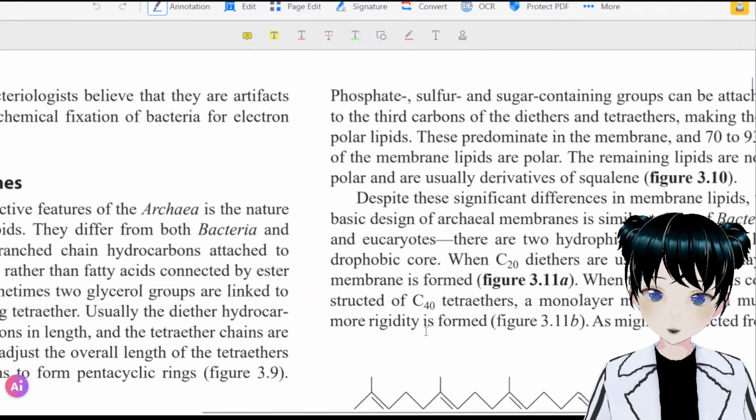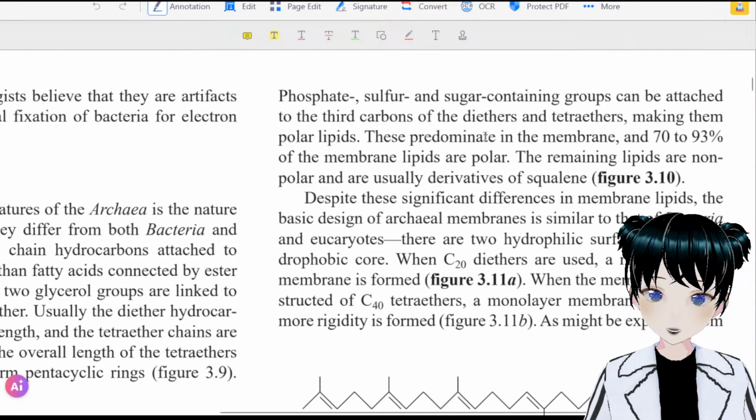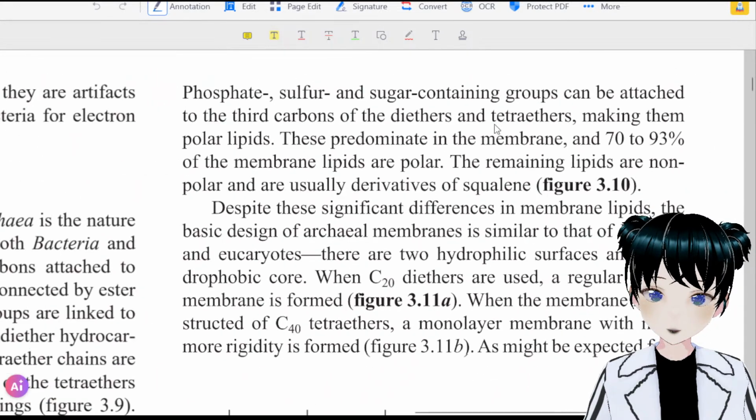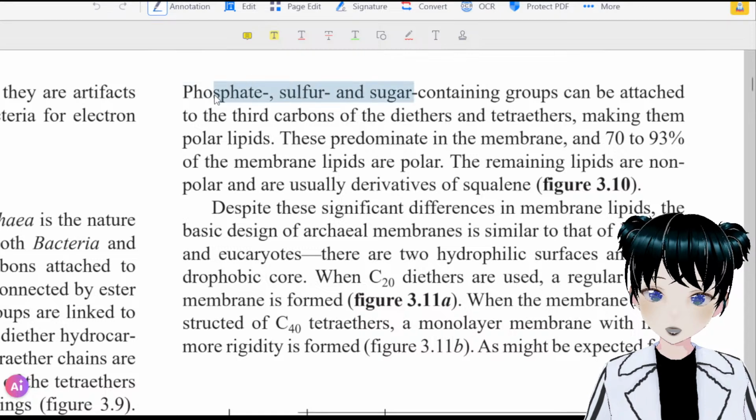Now, phosphate, sulfur, and sugar containing groups can be attached to the third carbons of the diether and tetraethers. Now they are saying if you have the sugar containing, sulfur or phosphate containing groups, functional groups like this, they are attached to usually the third carbon of the diether, making them polar lipids because these are polar.